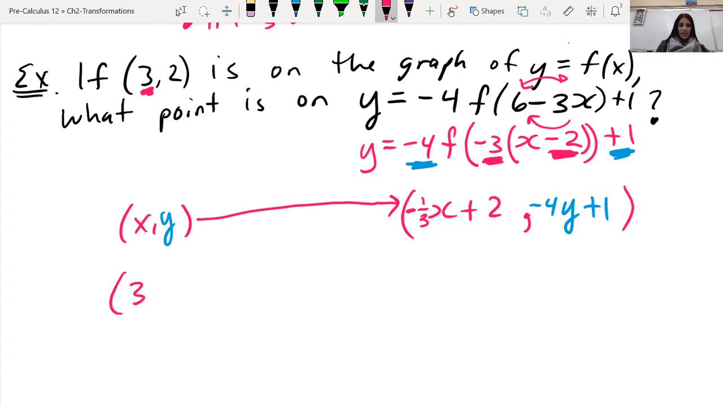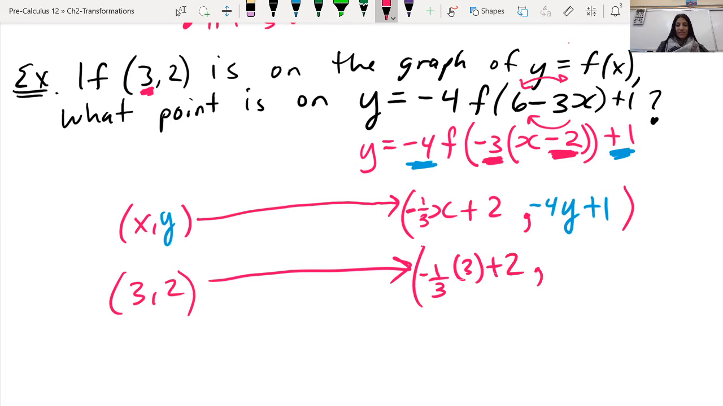So I'm going to take my point now, 3, 2, and I'm going to do all of this to it. So I'm going to plug in negative 1 over 3 multiplied by 3. Look at that. How nice that it's a nice whole number that it works out to. How convenient. That's probably not realistic, but it works for us, so we're going to go with it.